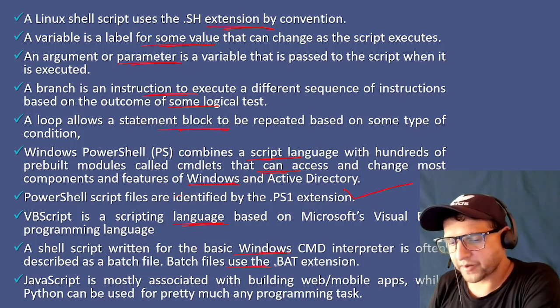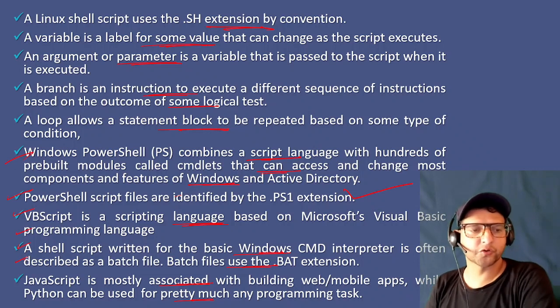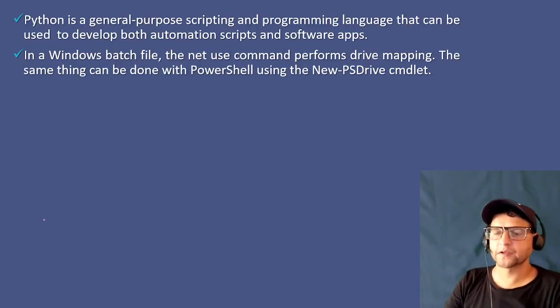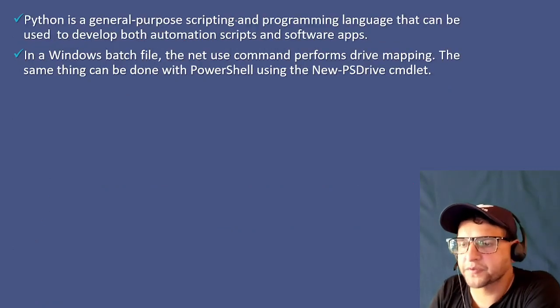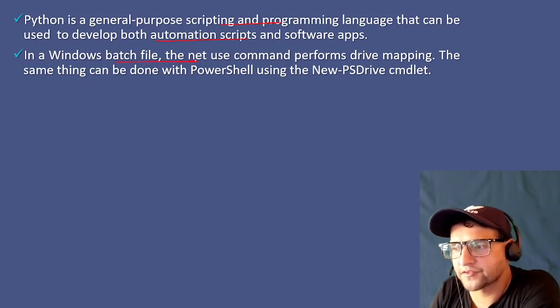Batch files use .bat. JavaScript is associated with building web apps, while Python can be used for pretty much any purpose. So please remember those file formats for those scripts. You're going to see one question. Python is a general purpose scripting and programming language that can be used to develop both automation scripts and software apps. In a Windows batch file, the net use command does drive mapping.